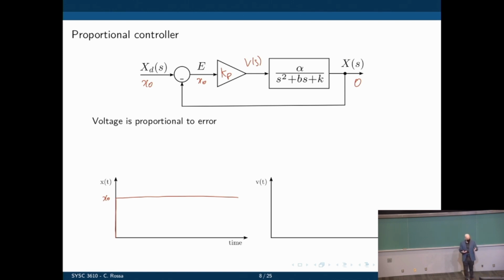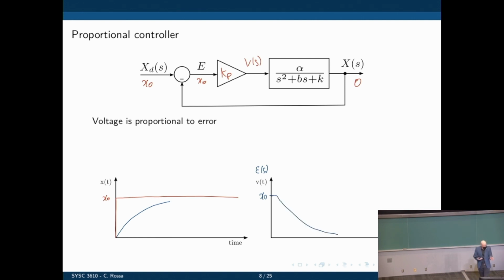And when that is the case, the system will start to move towards the point we want. So its position that I'm going to plot here in blue will start to increase, and let's assume that this is an overdamped system. We will start to increase like that. And now the error, which is the desired input x0 minus the output, will start to decrease. So the error, if this is the voltage, you can also call this the error. It will start at x0 and we will slowly decrease.